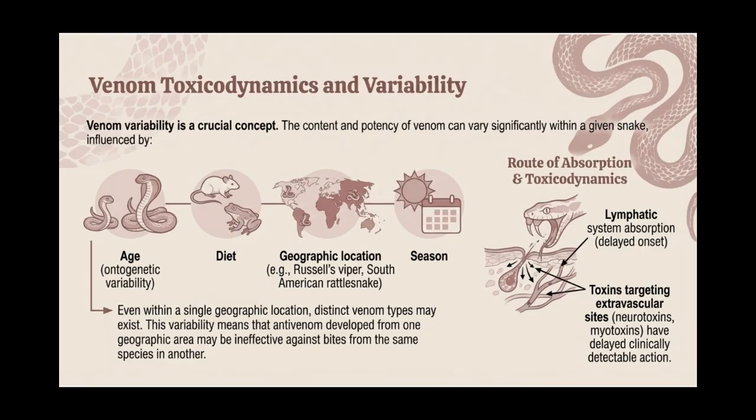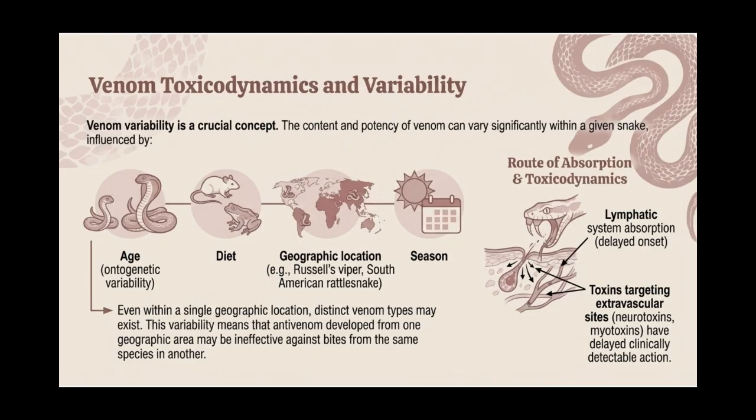Classic examples include Russell's viper, Daboia russelii/siamensis, and the South American rattlesnake, Crotalus durissus terrificus. Even within a single geographic location, distinct venom types may exist among subpopulations. When venom is injected, usually subcutaneously, locally acting toxins exert immediate effects. A significant portion of the venom may be transported via the lymphatic system before entering the circulation, which explains findings like enlarged or tender lymph nodes and the potential for prolonged venom release from a local depot.